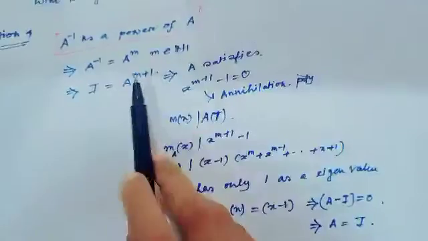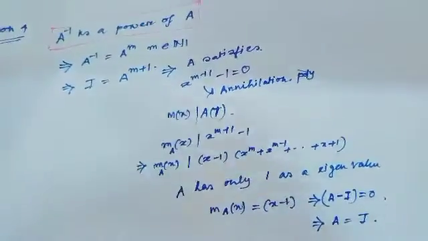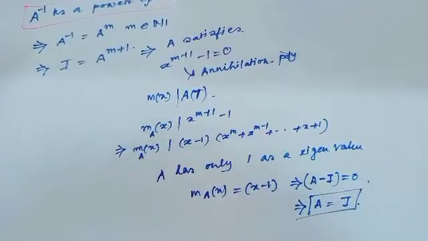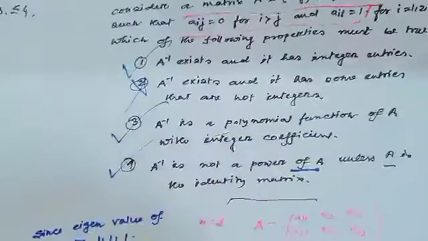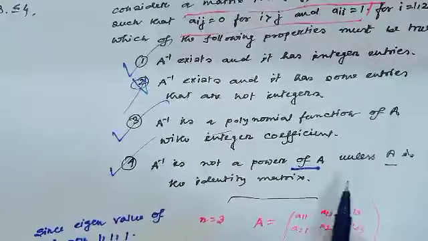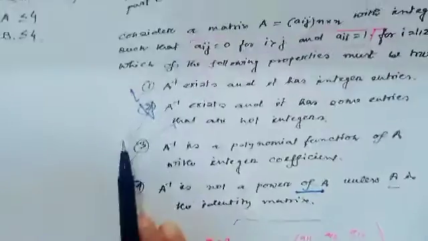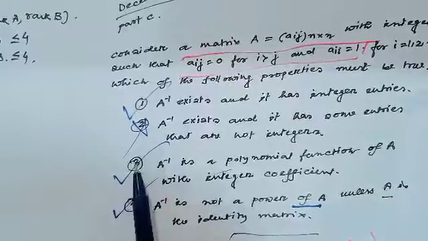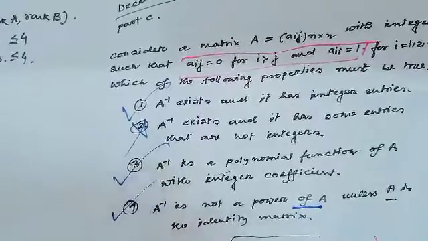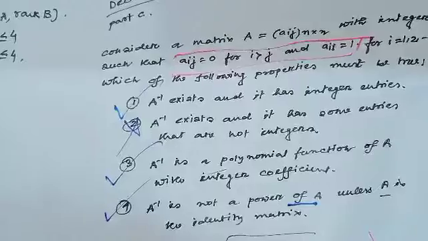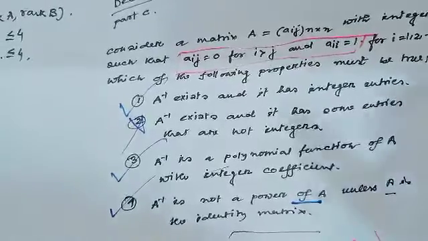Okay? That means if A inverse is a power of A, that implies A is actually the identity matrix. So option 4 is the right option: A inverse is not a power of A unless A is the identity matrix. So, are you getting the question? This question is actually a conceptual question. Very important. Okay? Today, I will stop here.